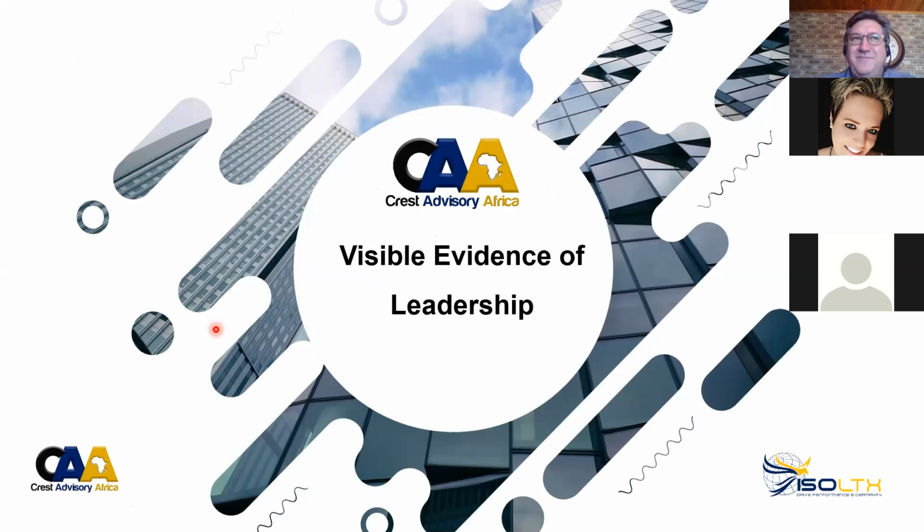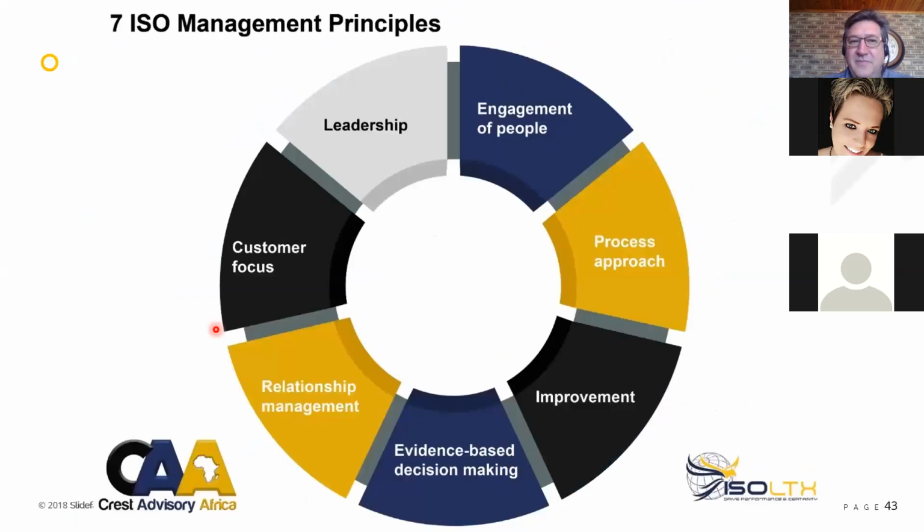So what is visible evidence of leadership? I want to say that in webinar number 7, that was on Tuesday, we were speaking a lot about what is leadership. If we're looking at the 7 principles of ISO, leadership is critical, because without the tone at the top, with the correct vision, with the correct understanding of what you need to do, you are going to lose engagement of people. You are going to lose your customer focus, your process approach and your relationships.